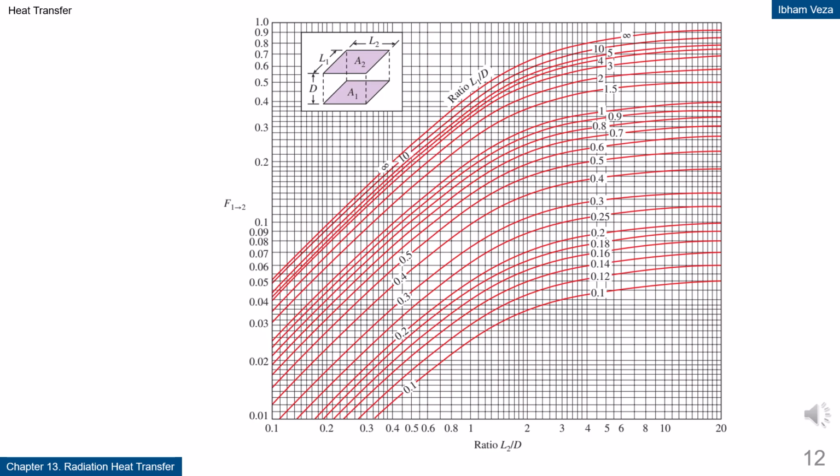View factor chart for parallel rectangles. This chart is used to determine the view factor without performing direct integration. The main parameters are the length to gap ratio and the width to gap ratio. The curves show that the view factor increases as both ratios become larger. This chart is very useful in practical design work. With this tool, quick estimates can be made for parallel plate systems.